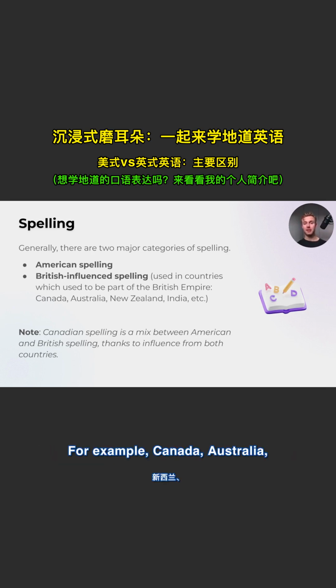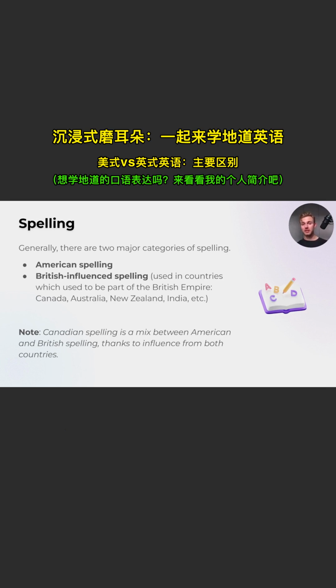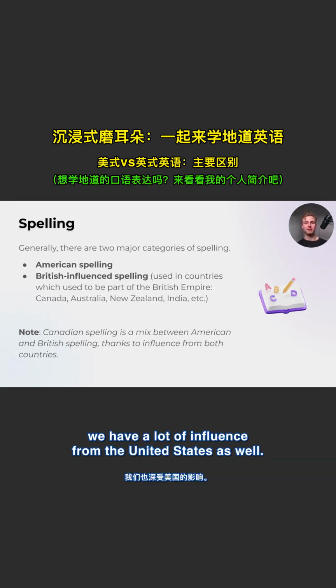For example, Canada, Australia, New Zealand, or India. Now, if you're interested, Canadian spelling is a mix between American and British spelling. We have influence from the UK, obviously, through our British history, but also, since we're so close to the US, we have a lot of influence from the United States as well.